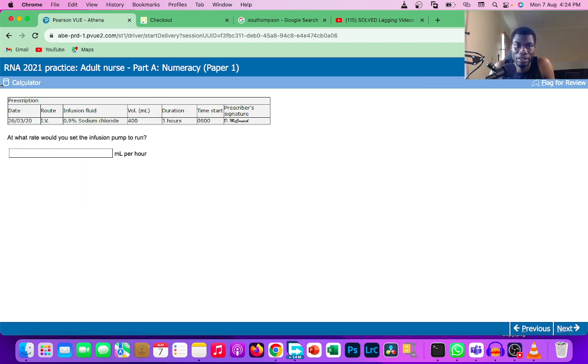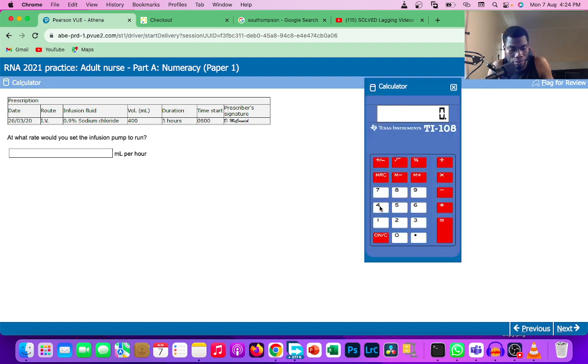Yes, so basically this is also another type of question that you meet. They say that what rate would you set the infusion pump? So this is the infusion IV sodium chloride, and the volume is 400, and it's supposed to last 5 hours. So at what rate? So you just divide the 400 by what? 5. So if you divide 400 divide by 5, you have 80, and already mil per hour is written, so there's no need for you to write a mil per hour again.